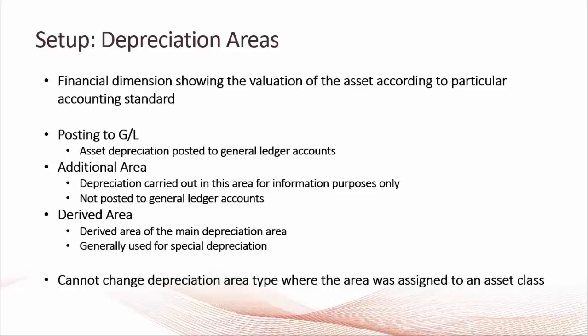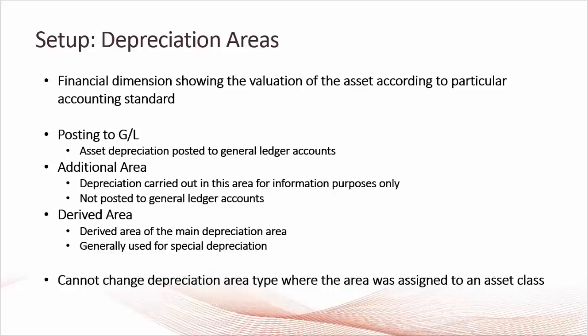Posting to GL. These are where asset depreciation is posted to general ledger accounts. Additional area. Depreciation is carried out in an additional area to the main area and is for information purposes only. And the derived area, where depreciation is carried out as a derived area of the main depreciation area. For the additional area and the derived area, the system does not post to general ledger accounts.